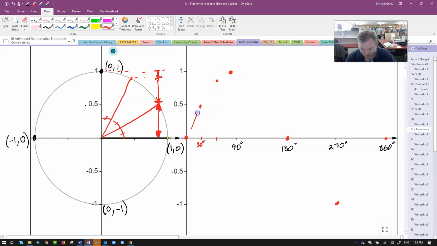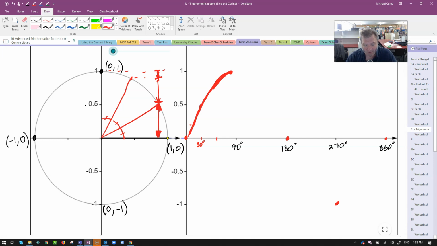So if I was to join them up in a smoothish curve, we're going to make a prediction here of roughly what we think it's going to look like. It's going to look something like that. Maybe it'll flatten out a little bit more at the top there. But that's a reasonable estimate from my point of view as to what it's going to look like.